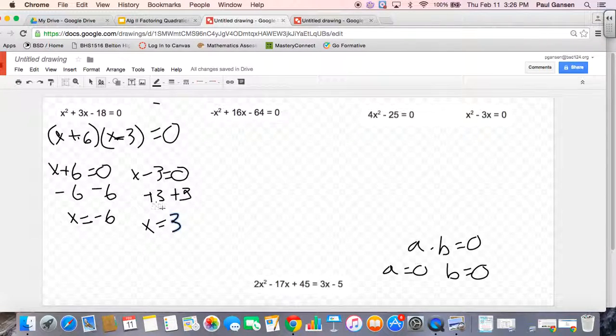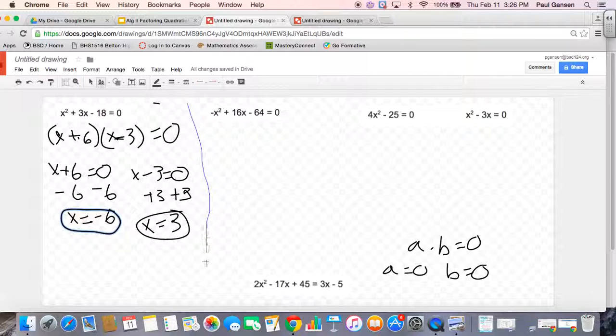So setting each factor equal to 0, I get my two solutions: x equals 3 and x equals negative 6. Now we should go back and check and make sure we did the work right, but these are definitely correct. If you take negative 6, plug it in for x, we do get this equals 0, as well as x equals 3.